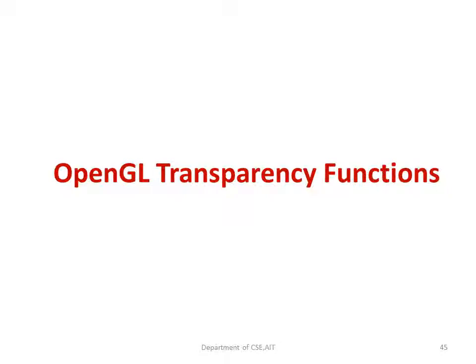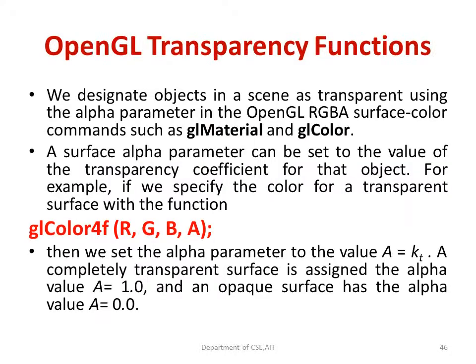So now we will see what this alpha is. Whenever we had the GL material or the GL color, in these places we had this RGB: R for the red, green and blue, and A was for the transparency, that is the alpha value. This alpha value, by default, if you are having a transparent object the value will be equal to 1, and if it is opaque the value will be equal to 0.0.